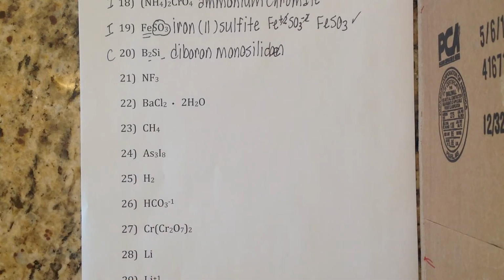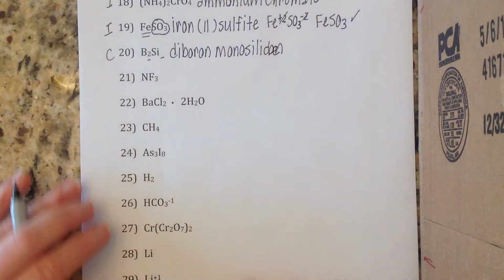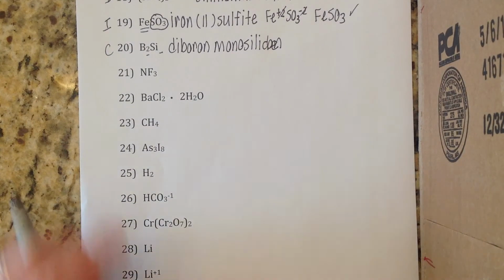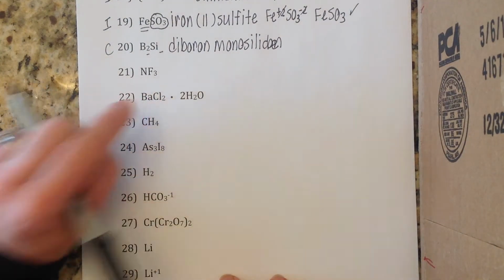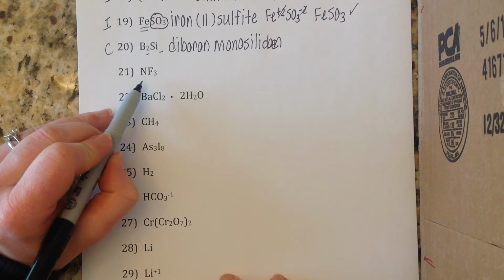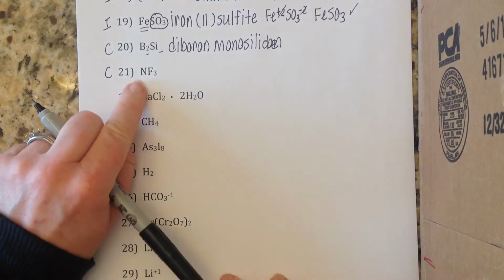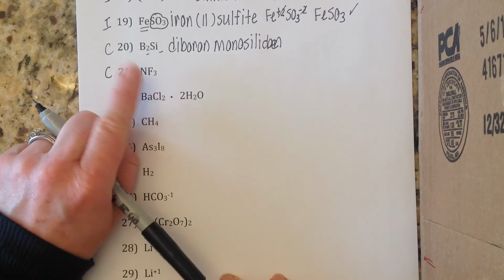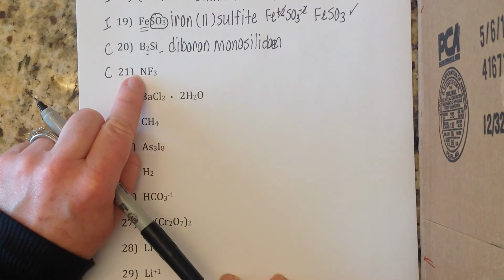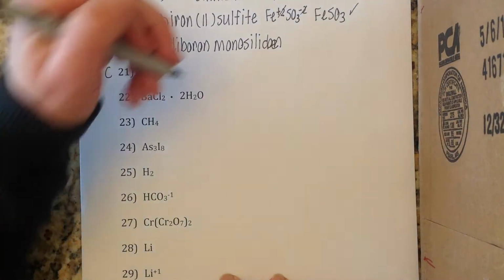All right, number 21. I'm going to have to go back and look at that. That looks really strange. Number 21, this is covalent. You have a nonmetal and a nonmetal. We don't use mono with the first one, so this is nitrogen trifluoride.